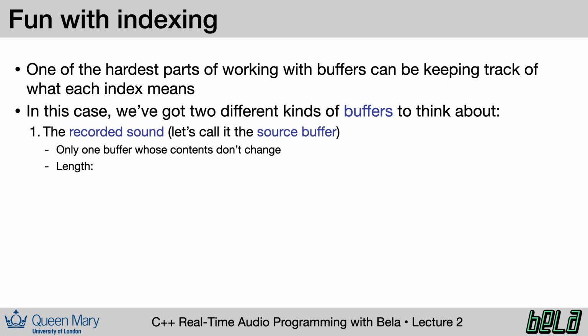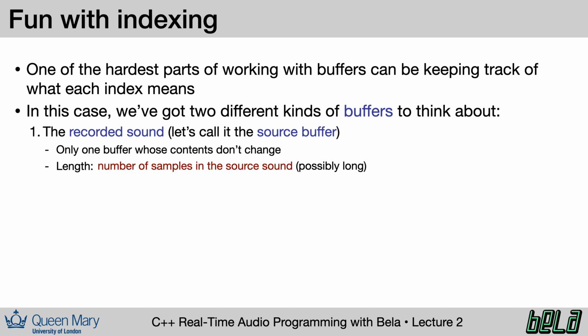Now this may be conceptually straightforward, but it quickly becomes quite subtle when working in real time, basically because it's easy to lose track of what index means what. We actually have not one but two different kinds of buffers to think about. We have the buffer or array which stores the recorded sound, which we saw in the previous slide. We'll call it the source buffer. There's only one buffer of this type, its contents don't change, and the question is, how long is it? The answer is that it depends on the length of the sound that we just loaded, but it could potentially be quite long.